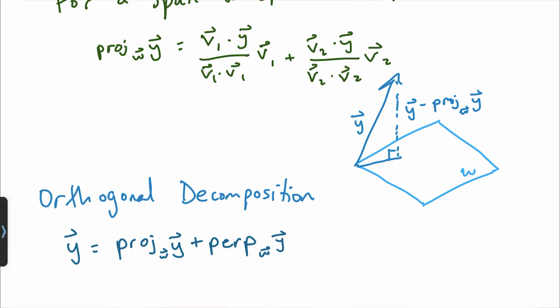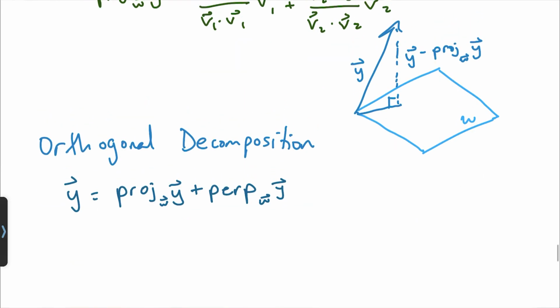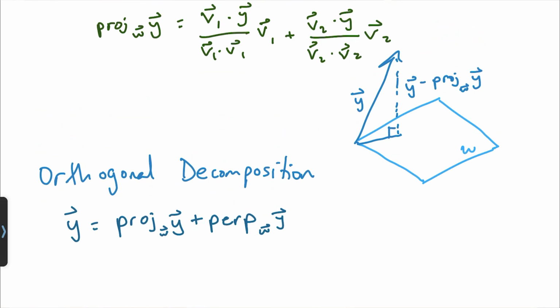And so here is another ortho word. It's the orthogonal decomposition. And that's essentially just a way of writing everything that we just talked about. The y vector, which is given, is going to be equal to the projection of y onto W, or whatever the span is, plus the perpendicular of the projection of y onto W, which is essentially this part right here.